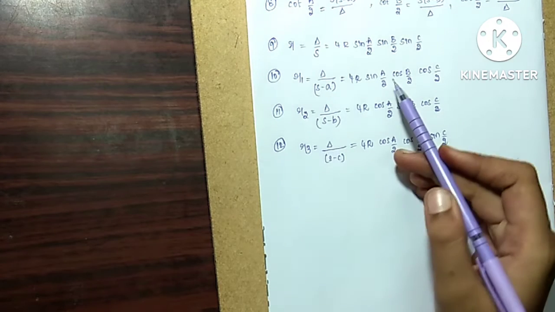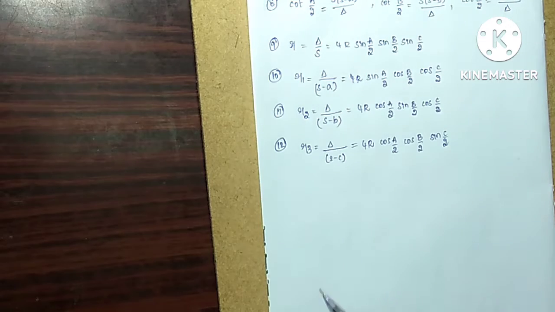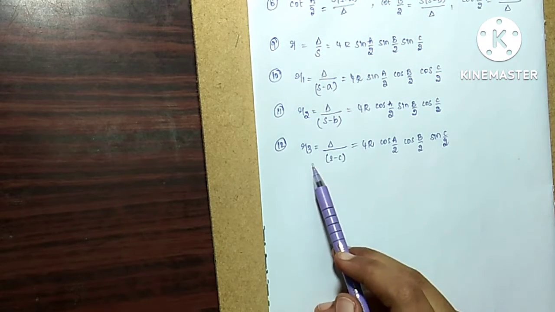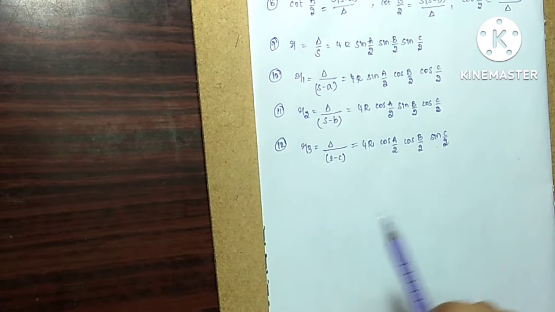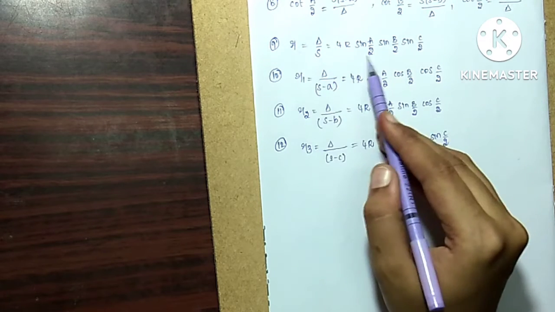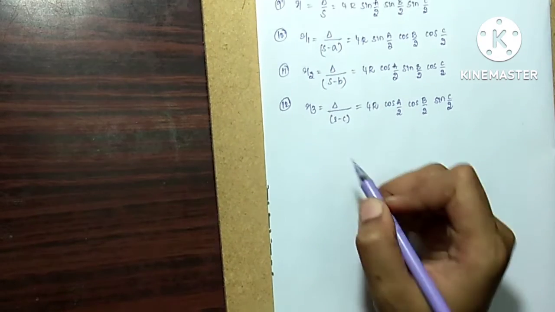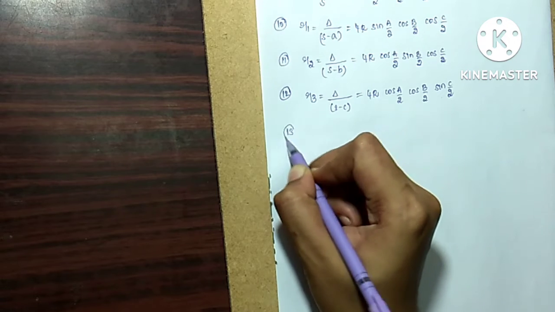If r1 is there, we change A by 2 into the sine form. If r2 is there, we change B by 2 into the sine form. If r3 is there, we change C by 2 into the sine form. If R is there, everything will be sine. Okay, that's it. Quite easy. Now we will jump to our 13th formula.